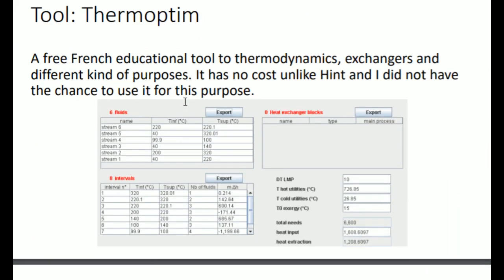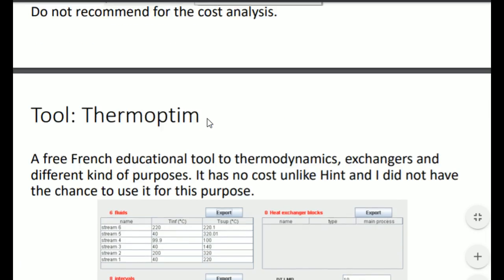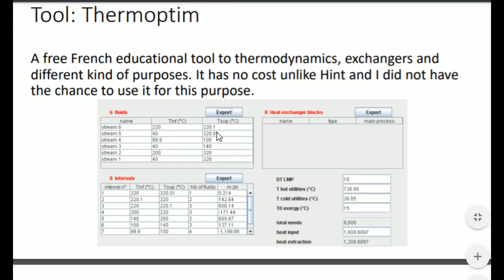Now, the second tool is one from Thermoptim, so it's also an educational tool, more for thermodynamics, but also exchangers, and I actually did not know about this before looking at it online. It apparently works the same as HINT, but I did not use it for HINT, I used it for other purposes. So I don't think I can help with it, but it gives information that is similar to HINT. So I don't know if it works well, but apparently it exists.